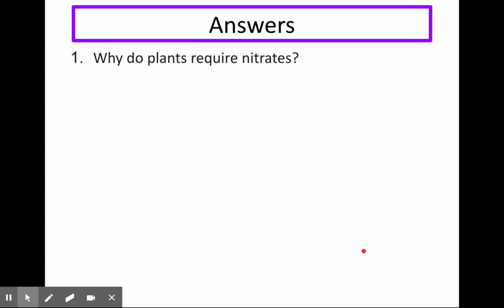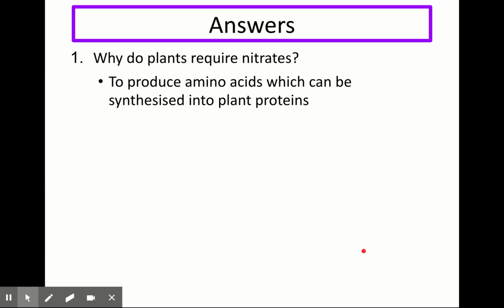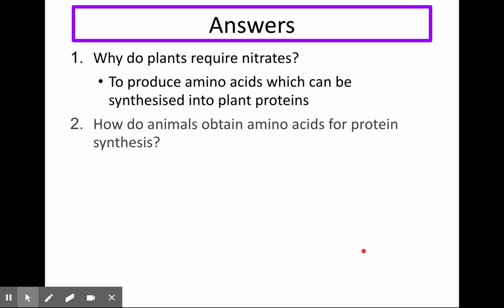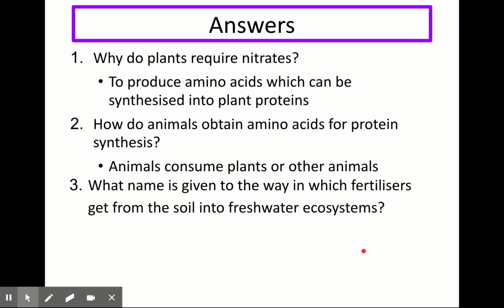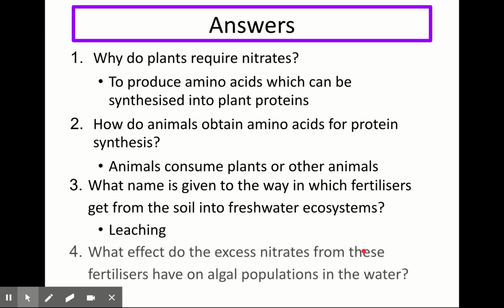Okay, so question number 1 asked you, why do plants require nitrates? And that's to produce amino acids which can be synthesized into plant proteins. Number 2 asks you, how do animals obtain amino acids for protein synthesis? And that's by consuming other plants or animals. What name is given to the way in which fertilizers get from the soil into freshwater ecosystems? So the answer to number 3 is leaching.